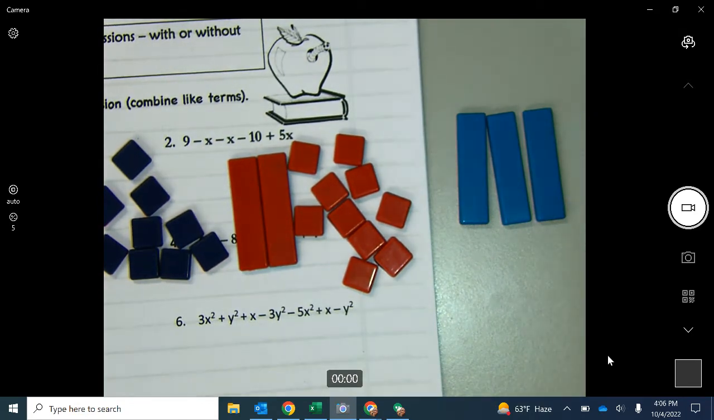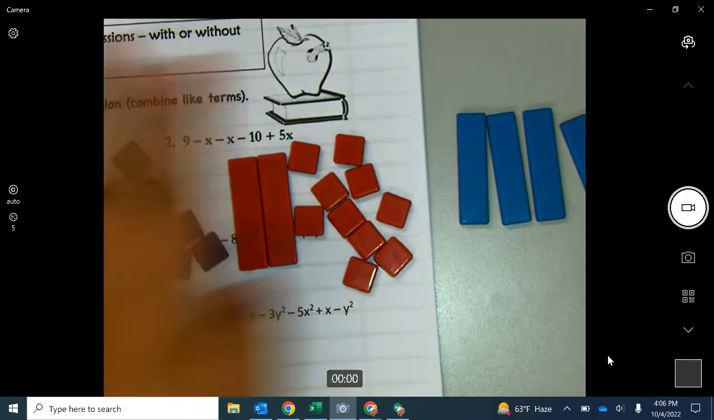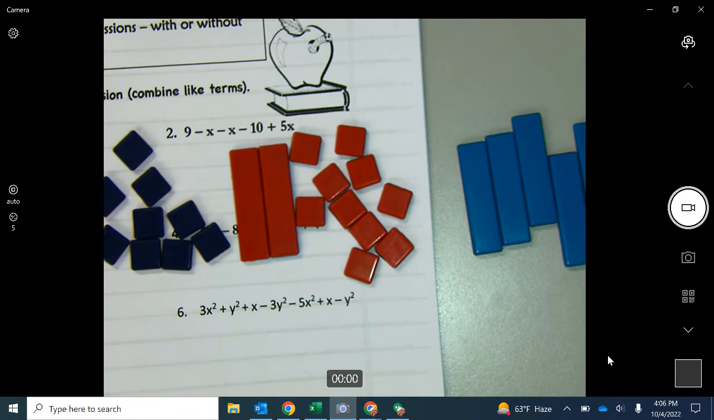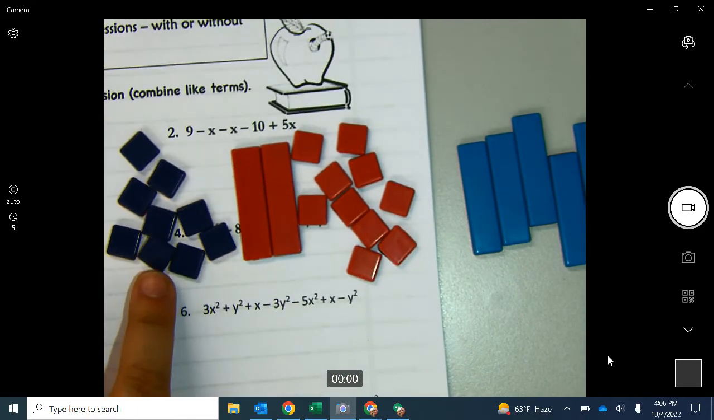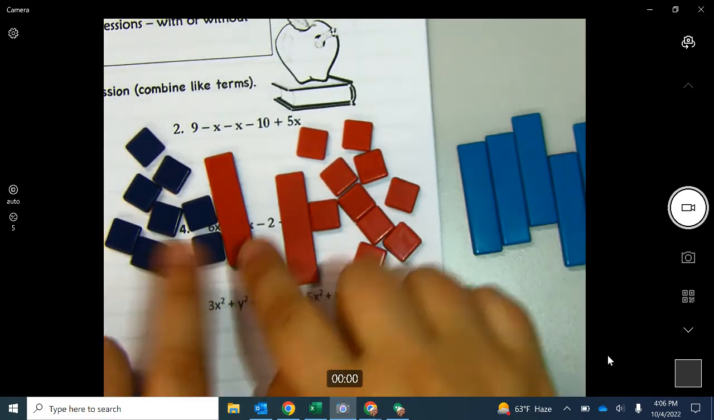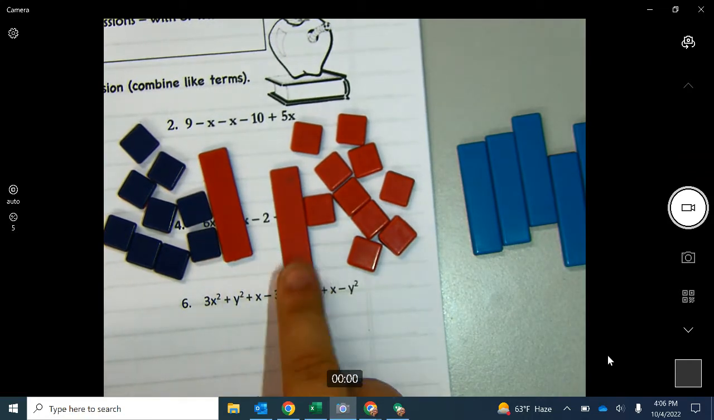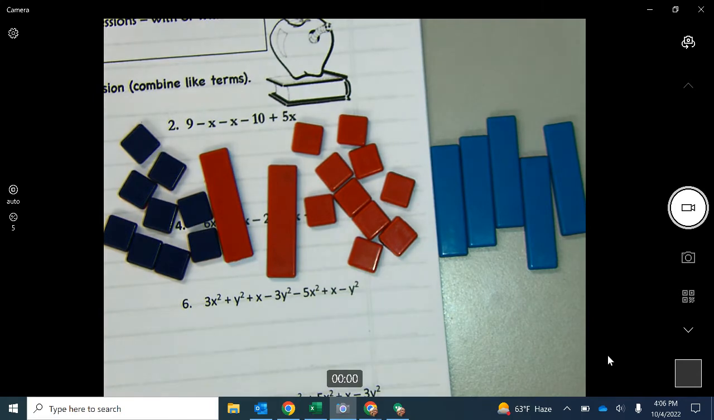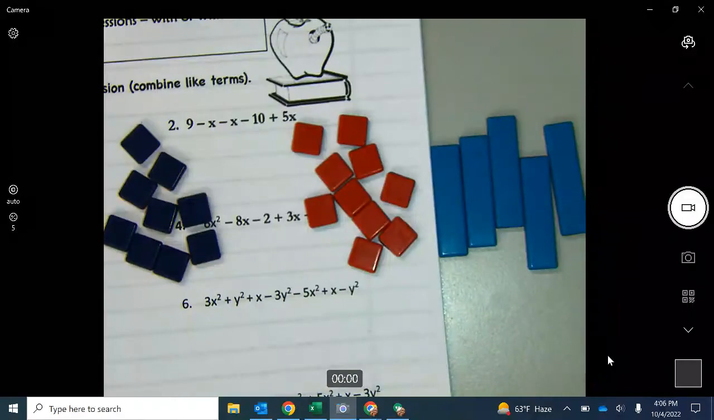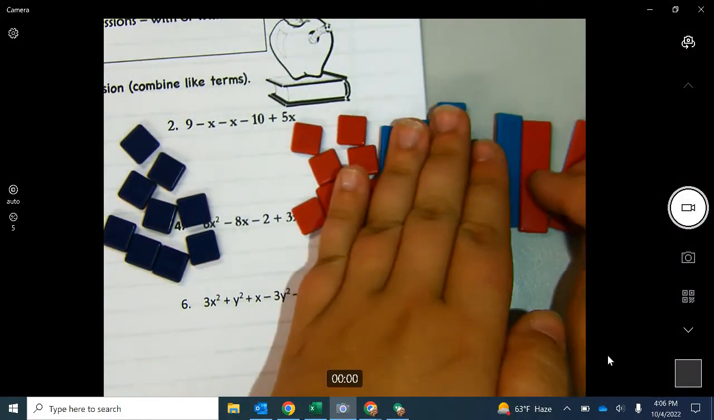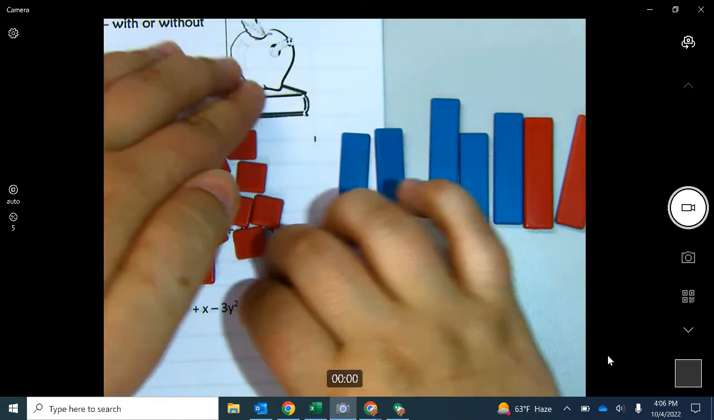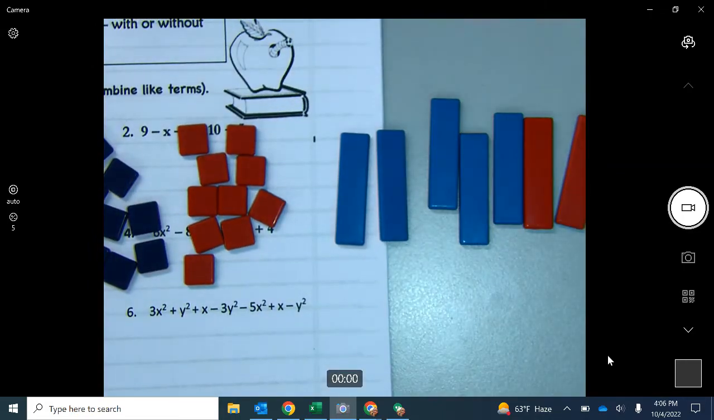All right, so this right here, what I have represented with these tiles, is what we see in this expression. So we have 9, minus x, minus another x, minus 10, plus 5x. So at this point, we're going to look at some zero pairs to cancel out. So I'm going to put all of my x's together, and I'm going to put all of my ones together. Now I just need to look at my zero pairs.